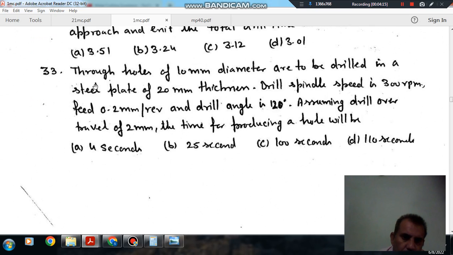Next, a through hole of 10 mm diameter is to be drilled in a steel plate of 20 mm thickness. Drill spindle speed is 300 rpm. Feed is 0.2 mm per revolution, and the drill angle is 120 degrees. Assuming drill over travel of 2 mm, the time for producing a hole will be option A 4 seconds, option B 25 seconds, option C 100 seconds, option D 110 seconds.